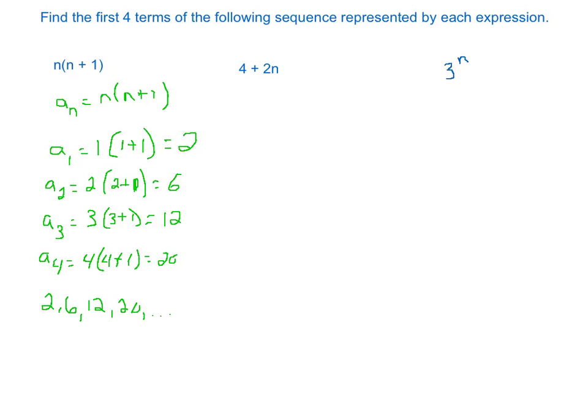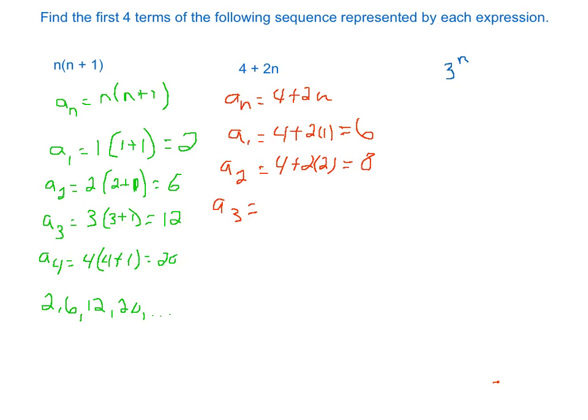For this next one, a sub n equals 4 plus 2n. If we want to find the first term, plug a 1 in there. So wherever you see an n, you plug in a 1. So we have 4 plus 2 times 1, which is going to give us 6. If we want to find the second term, 4 plus 2 times 2, which is 4 plus 4, which is 8. Find the third term, wherever you see the n, plug in a 3.